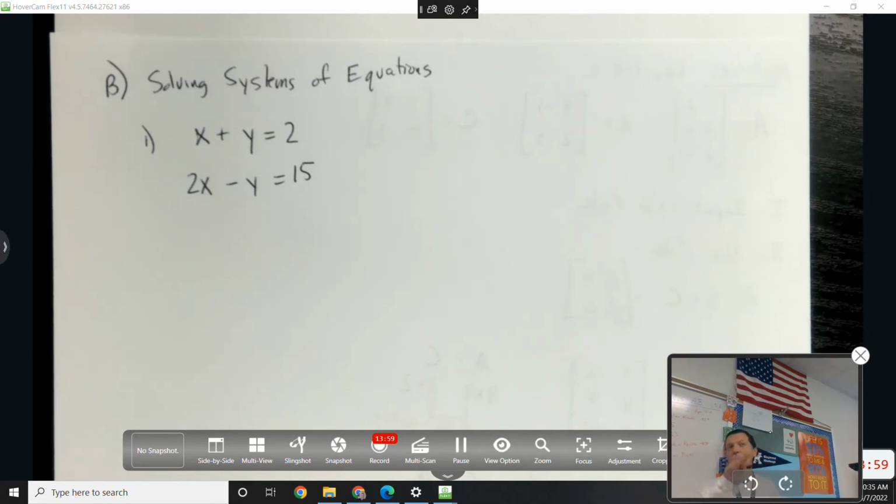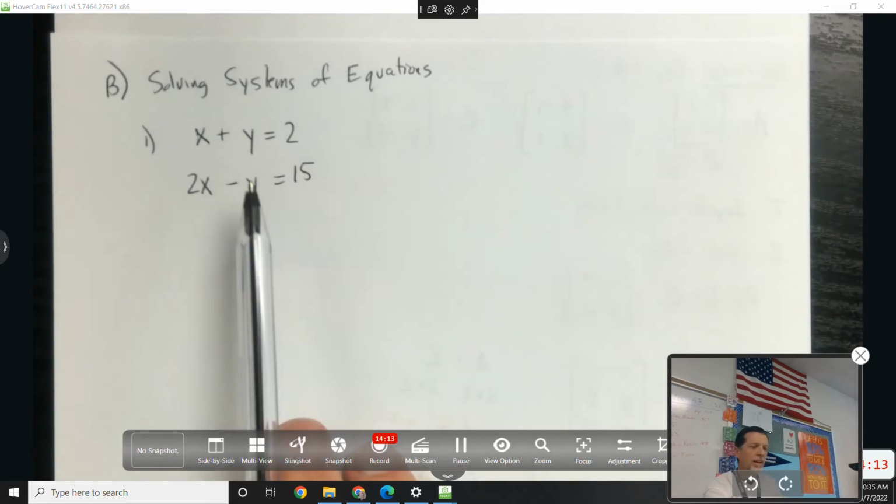Okay, so one way to solve this is to get y by itself and substitute it into the other equation. That's sort of what we did on the last test when you were solving for t and then substituted t in. So that's one way to solve this. That's called the substitution method.